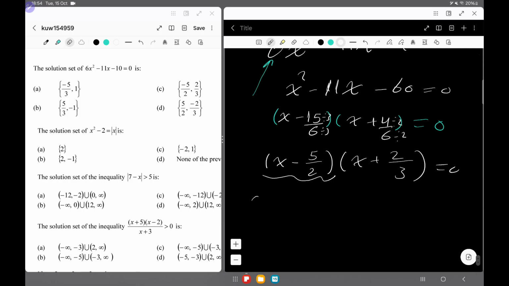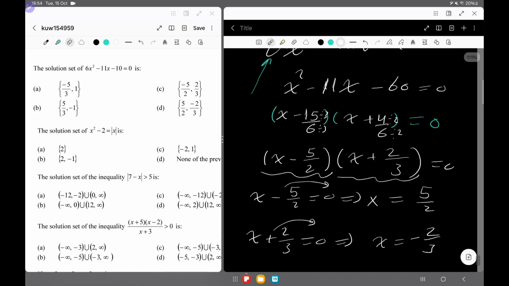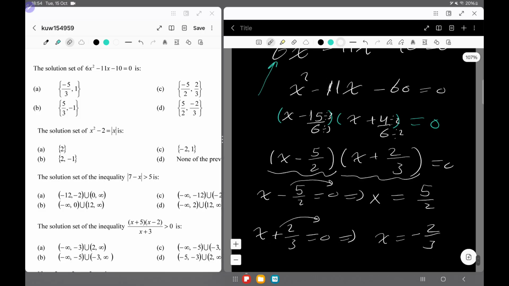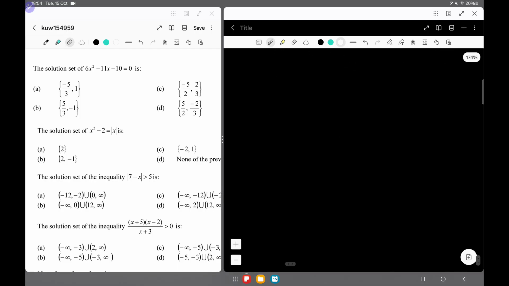Either the first equals 0, x minus 5 over 2 equals 0, so x, shift this to the other side, 5 over 2, or the next one equals 0, that means x plus 2 over 3 equals 0, so shift this to the other side, x equals negative 2 over 3. Okay, this is the solution. So you have to choose one of these methods. I hope you understand that.